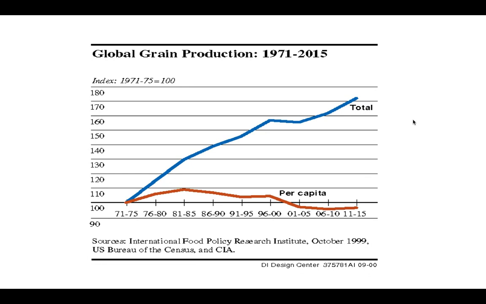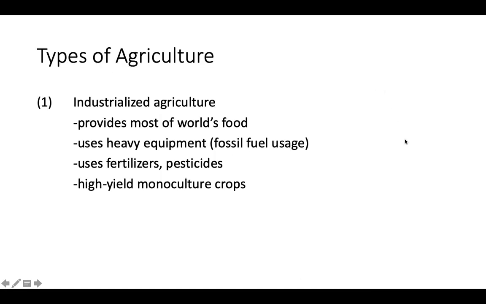So you can kind of see that total and per capita amount here of the global grain production. It has gone way up over the past 40, 50 years. So there are a few different types of agriculture that we're going to dive into. First off, you got industrialized agriculture.